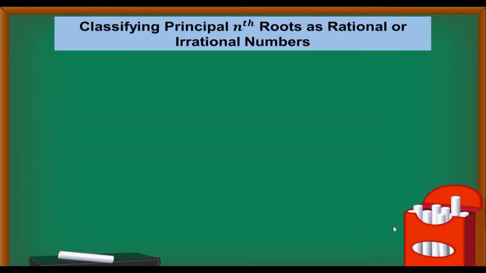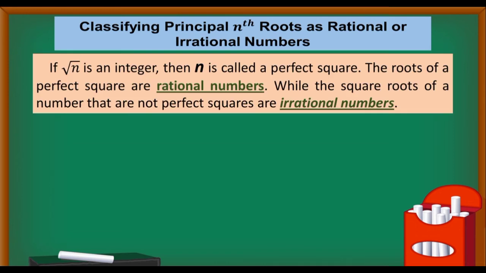Let us now have the classifying principal nth roots as rational or irrational numbers. Ngayon, i-identify naman natin kung yung given ba ay rational o irrational numbers. Kailan ba nagiging rational at kailan nagiging irrational? If the square root of n is an integer, then n is called a perfect square. The roots of a perfect square are rational numbers.